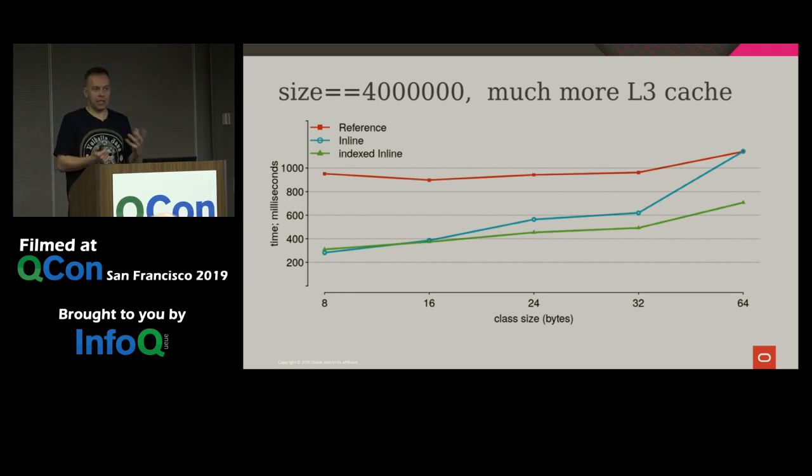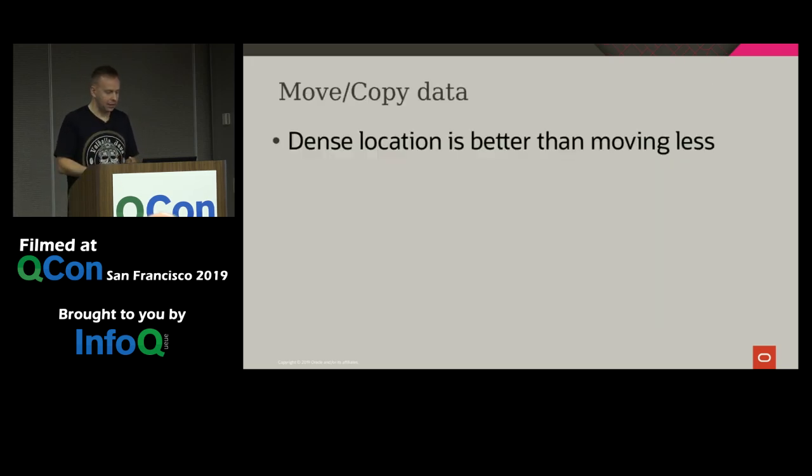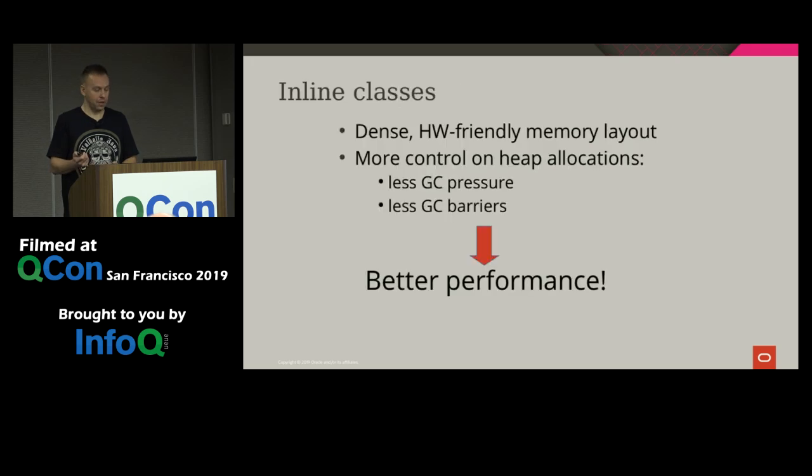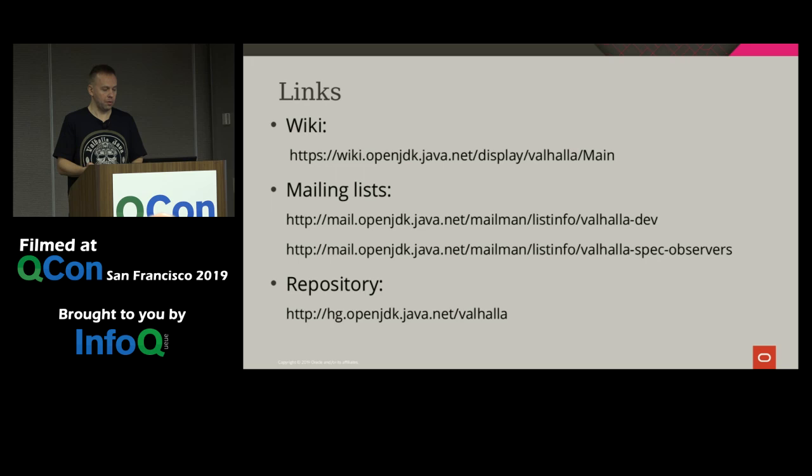And the general conclusion, which I may draw from this quite simple result, is that the dense data location which we get for inline classes is much, much better for performance than moving less data. The cost of some losing of spatial locality is much higher than the cost of moving more data, and it gives us benefits. So inline classes, as I think, give quite a lot of performance benefit for us, and we could use them in the future if you want.